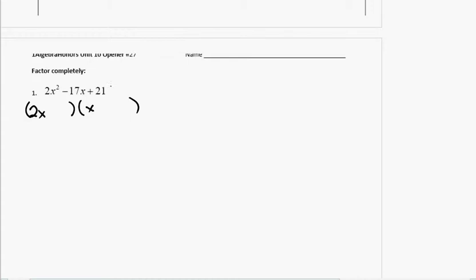And now I'm looking for multiples of 21. I know the multiples of 21 are 21 and 1. Again, I'm looking for negative 17, so some of you may think, well, those both have to be negative to get a negative. Two positives won't ever add to a negative. So there's that, and what else? 3 and 7. Negative 3, negative 7.